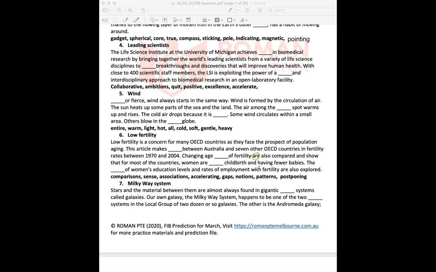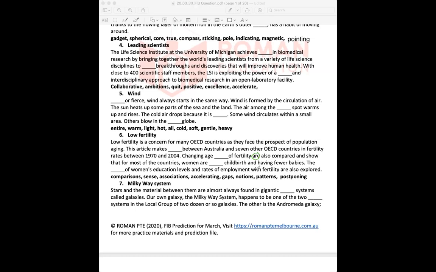But nowadays, the childbearing age, or women giving birth at a particular age, is changing. Maybe in the past, they used to give birth at an earlier age, and now they're giving birth at a later age. So the answer is patterns. And for me, the clue was, first, it's something that is changing. Second, it's a plural word because of are. And then now, women are childbirth and having fewer babies. Most of the countries, women are childbirth and are having fewer babies.